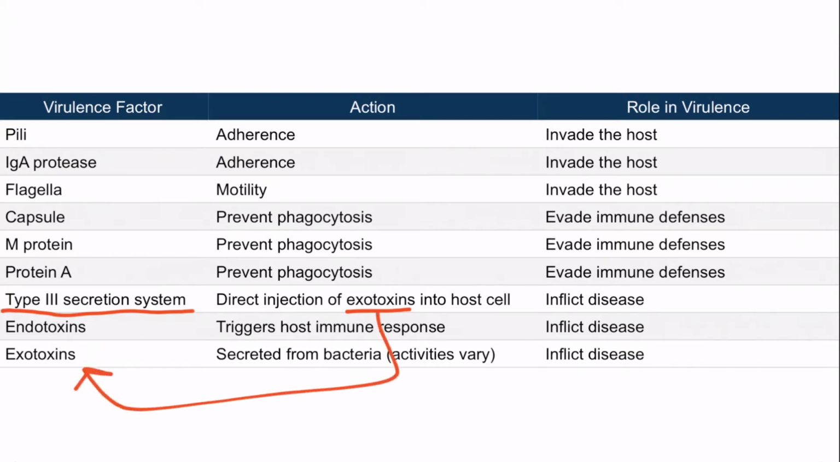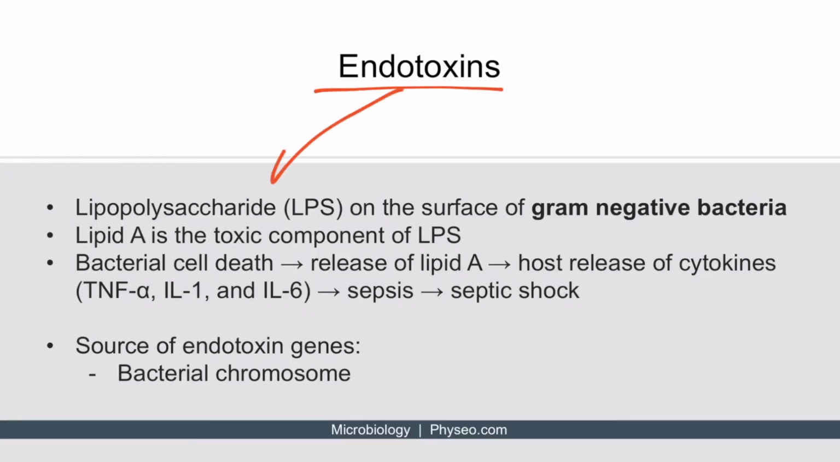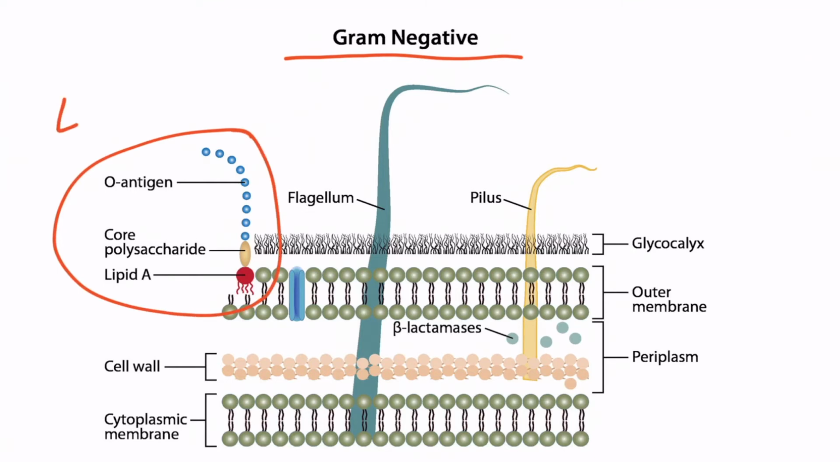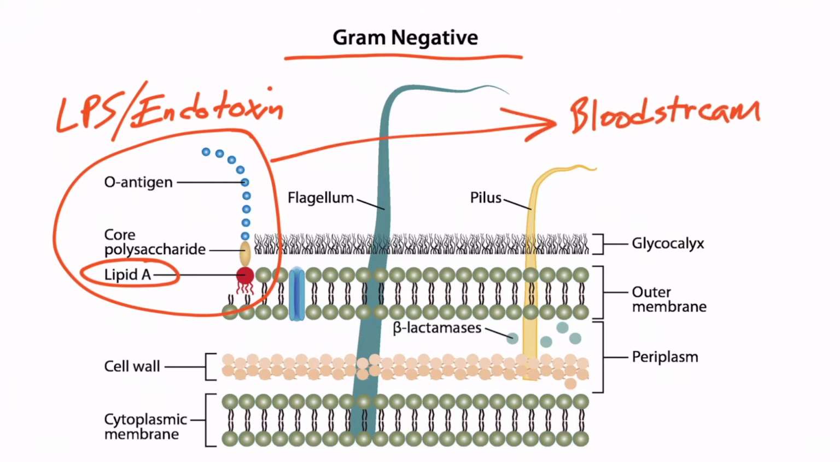Before we get to that, let's discuss endotoxins. Endotoxins are lipopolysaccharides, or LPS, and these are on the surface of gram-negative bacteria, and lipid A is the toxic component of the lipopolysaccharide. This diagram was discussed in section 1 when teaching about the gram-negative bacterial structures. I show this to you again to emphasize that endotoxin is embedded in the bacteria, which you can see right here. It's not secreted. And this is a lipopolysaccharide, which is the endotoxin. And the toxic component of the endotoxin or lipopolysaccharide is lipid A. And when the cell dies, this lipid A gets released into the bloodstream.